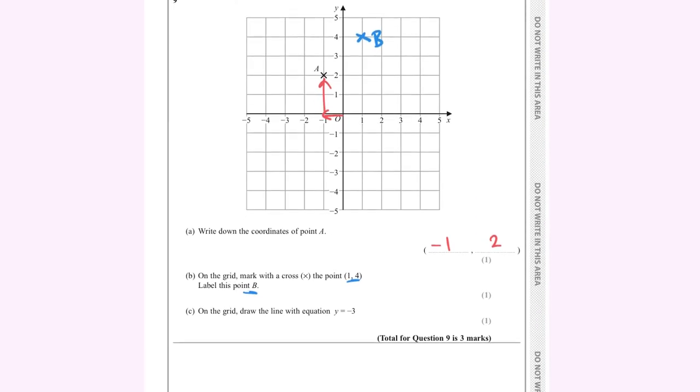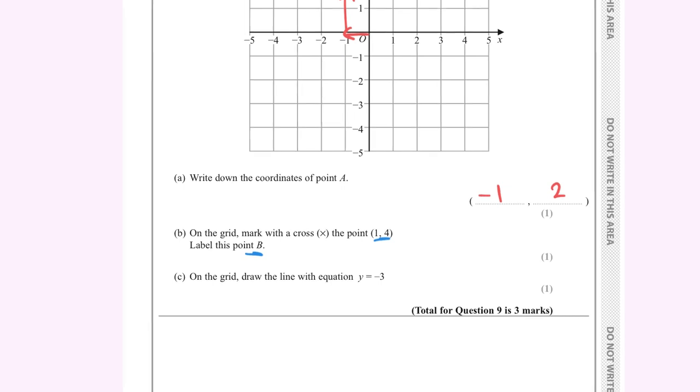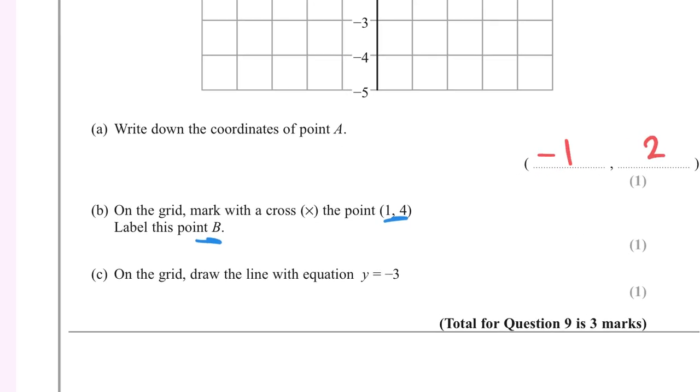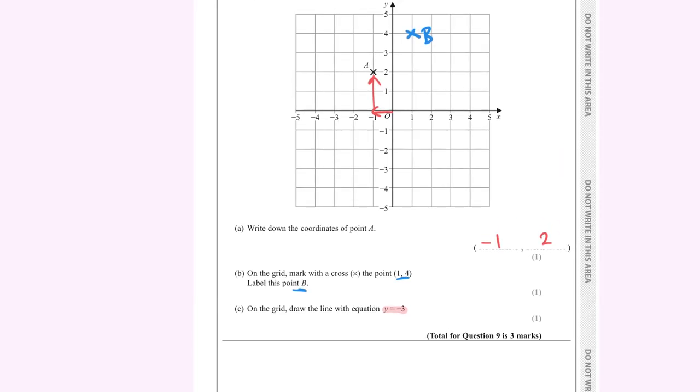Then last but not least, it says on the grid, draw the line with the equation y equals -3. Now what that means is that the y value is always going to be -3. So whatever x value you use, your y value will always be -3. So you could put a point there, there, there. But it doesn't say put some coordinates. It says draw a line.